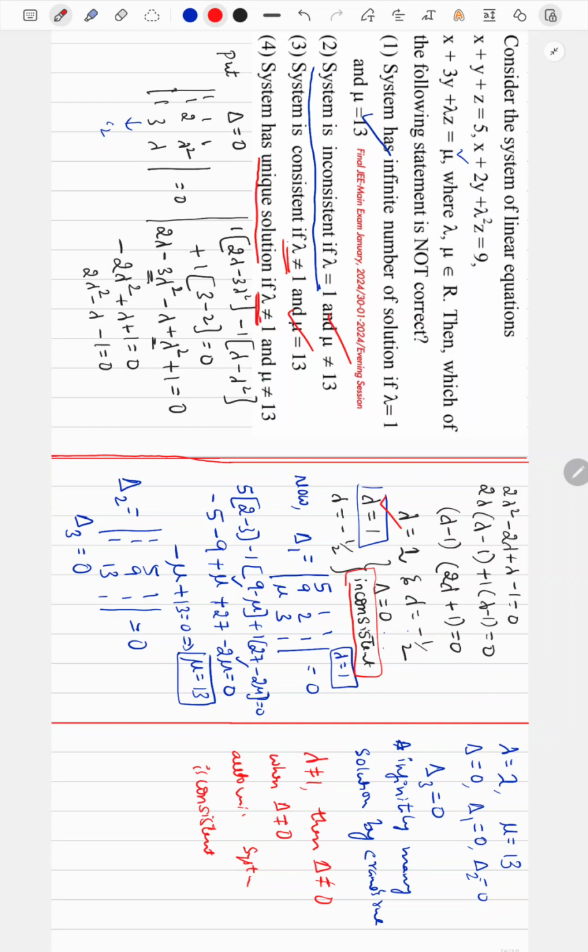What you have to look at here is that we got two values for λ, not just 1. λ equals 1 and λ equals minus 1 by 2. These are the two values we got. System has a unique solution if λ not equal to 1 and λ also not equal to minus 1 by 2. This should be in the statement, but they gave only λ not equal to 1 and μ not equal to 13. So automatically this option is incorrect. So option 4 is the answer for this particular question.